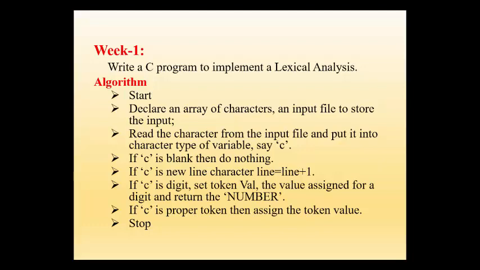Then we check the conditions. If c is a blank, then do nothing. It means that it is a white space, and we need to eliminate the white space. If c is a newline character, increase the line number. If c is a digit, then set the token value, the value assigned for the digit, and return it as a number. If c is a proper token, then assign the token value. It may be an identifier, it may be a keyword.